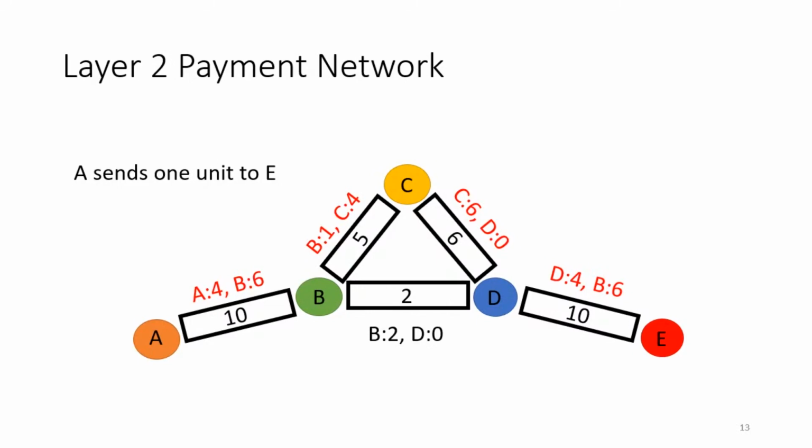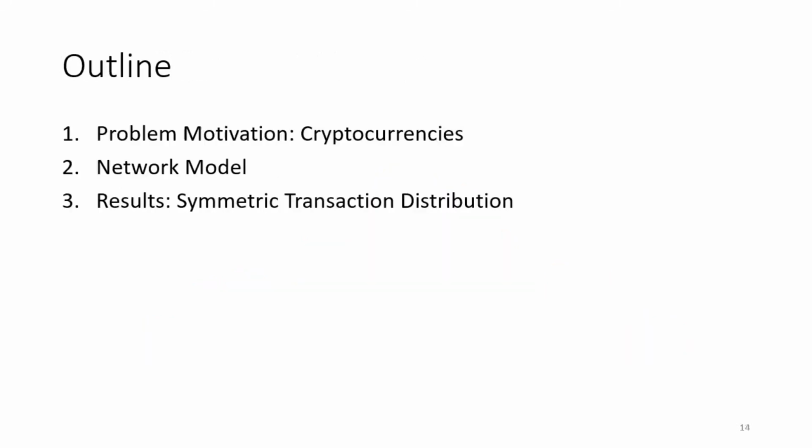In general, no payment network can resolve every possible sequence of transactions. So what we'd like to understand is the trade-off between the cost and the topology of a network and the fraction of transactions that it successfully resolves. So that's the cryptocurrency context.